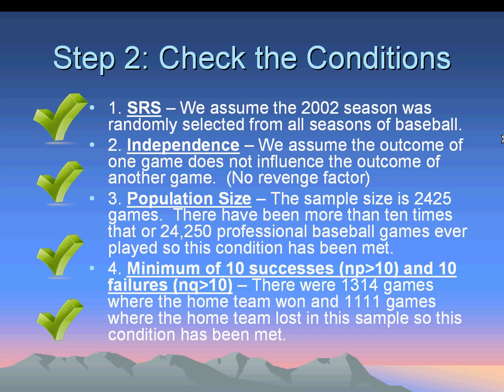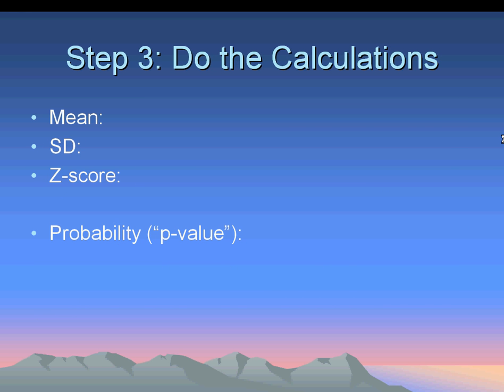Population size. 10 times 2,425 games would be 24,250 games. You have to have at least that many games played in professional baseball ever, and I'm pretty sure we've met this condition. 10 successes and 10 failures. We had 1,314 games where the home team won, and 1,111 games where the home team lost, so we've met this condition as well.